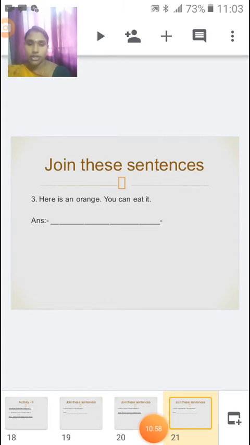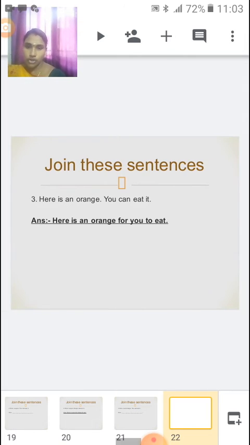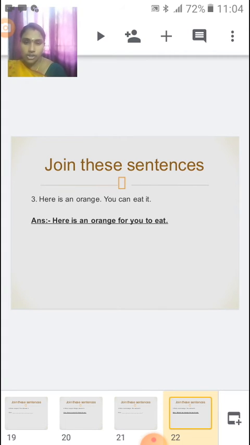here is an orange, you can eat it. So how are you going to join these sentences? So here you have an orange and the orange is for eating. So this is the main essence of the sentence, and when you join them together, you can have a single sentence like, here is an orange for you to eat.